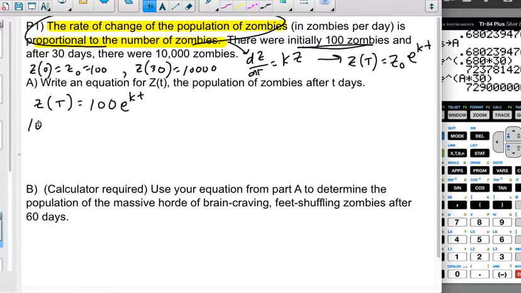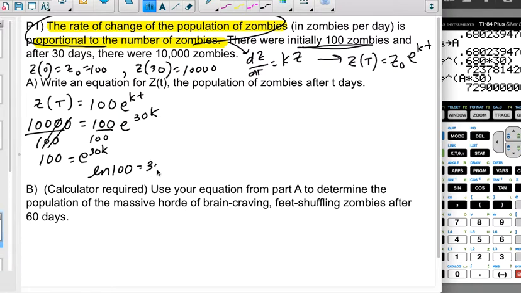So z of 30 is 10,000, so 10,000 equals 100 e to the 30k. When I divide both sides by 100, I'm going to cross off 2 zeros, and I'm going to get 100 equals e to the 30k. I get rid of the e by taking the natural log, so the natural log of 100 equals 30k. So it seems that my k is 1 over 30 times the natural log of 100.